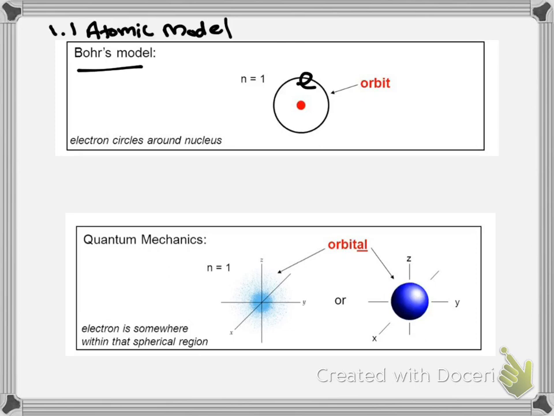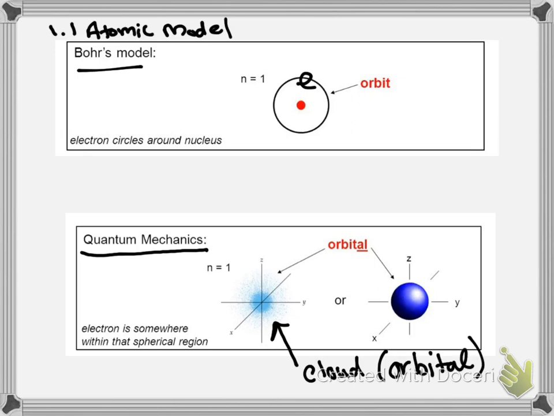This model has been cancelled, and we are now studying something called the quantum mechanical model. Okay, this is called the quantum mechanical model. This model says that the electron is not going in a circle around the nucleus, but the electron is found inside some kind of cloud. You see this region here in the middle? This is like a cloud, and the electron is somewhere here. This cloud is also called an orbital. This is a region in space where you can find an electron.